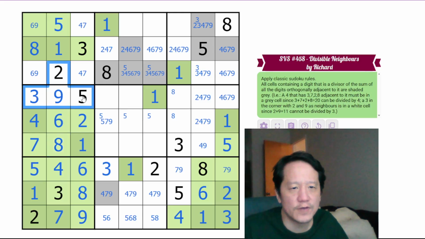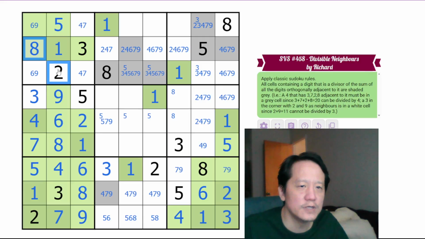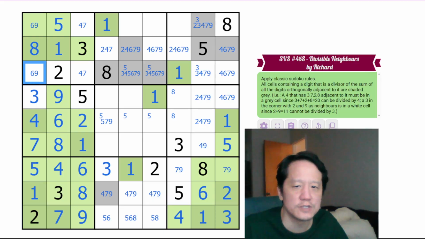3, 2, 5, and 6. I guess we could have done that way too. That's 16, which 9 does not divide evenly into, but 8 would. 2, 3, and 8 adds up to 13, neither of which 6 or 9 divide evenly into.